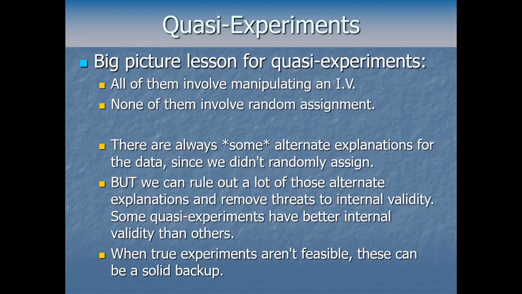So when true experiments can't be done, a good quasi-experiment can provide at least some suggestive hints at causation by ruling out some of those more plausible alternative explanations. It's often better than a purely correlational study where we just measured things.